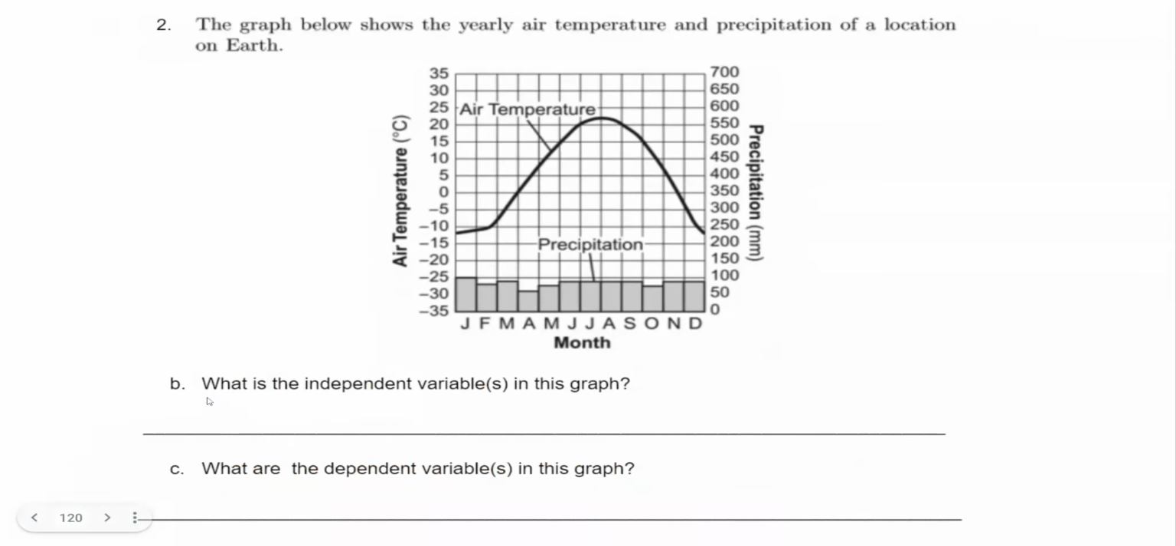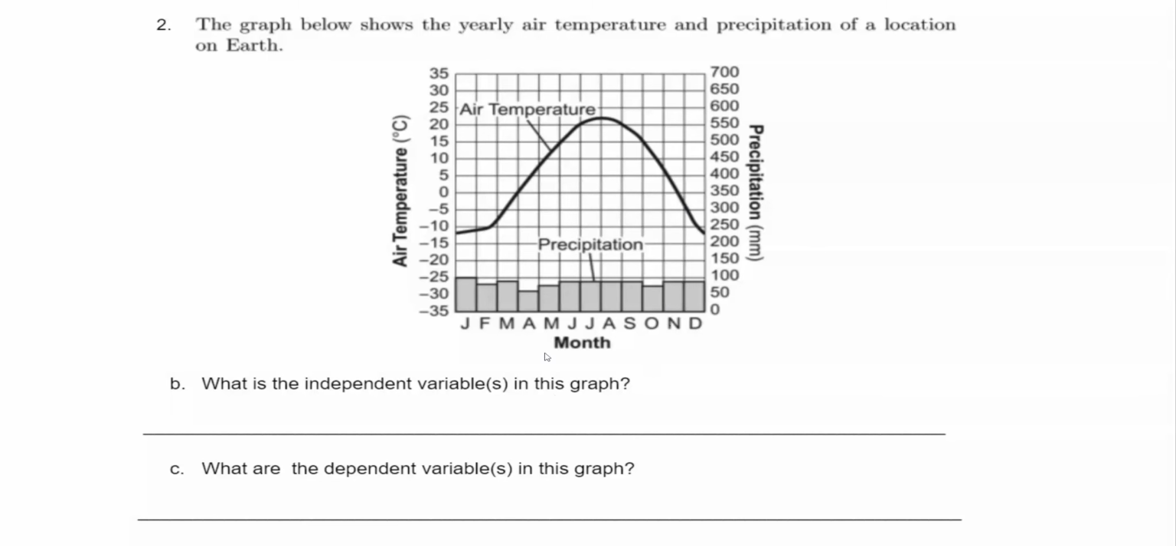Next, B and C. B is asking what is the independent variable or variables in this graph, and C is asking what are the dependent variable or variables in this graph. So there's probably many independent or dependent variables. Let's look at all of our variables again. We have air temperature that's changing, that's a variable. Precipitation is also changing, that's a variable. And the month is also changing, that's a variable. So I have three different variables.